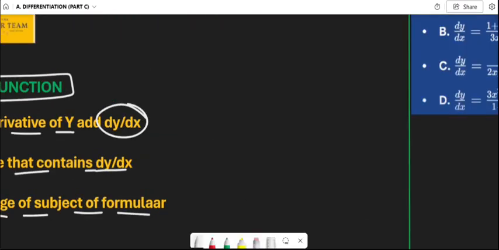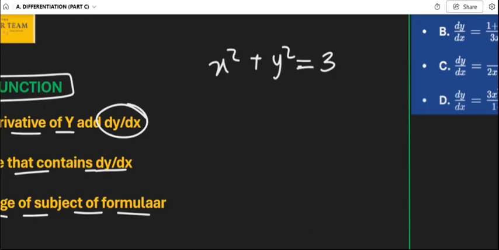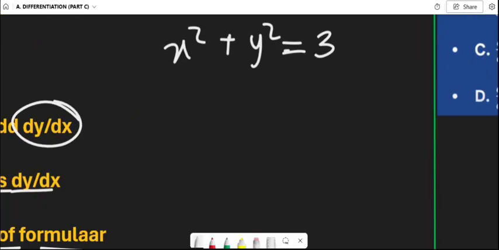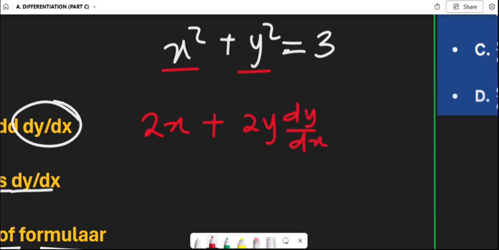Let's assume we have x squared plus y squared equals 3. In this case, I want to find a derivative which is called dy dx. At first, the rule says we should find the derivative. So the derivative of x squared is 2x, plus the derivative of y squared, that's 2y. But because I'm deriving y, I'm going to put beside it dy over dx. Now equals, the derivative of 3 is a constant, and that's 0.